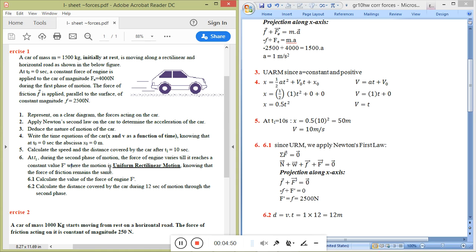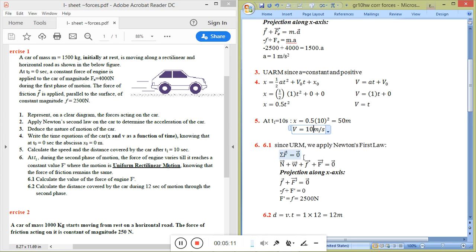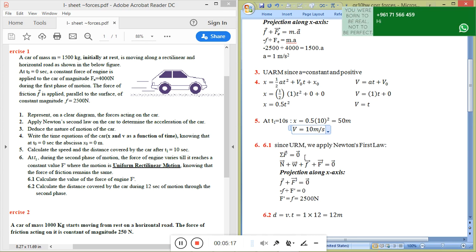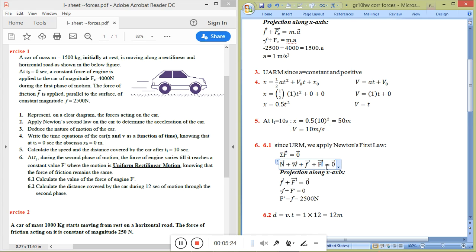Now, since the motion is URM, the Newton's law applied here is Newton's first law. Since the car is moving at a constant speed, the sum of the external forces acting on the object is zero. So sigma F equals zero. This is Newton's first law. Newton's first law states that the object is either at rest or moving with URM. So similarly as before, normal, weight, friction, and the engine force, which is now F prime, the new force, are now equal to zero.